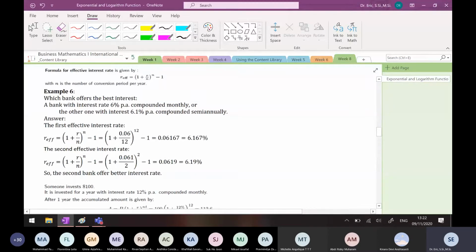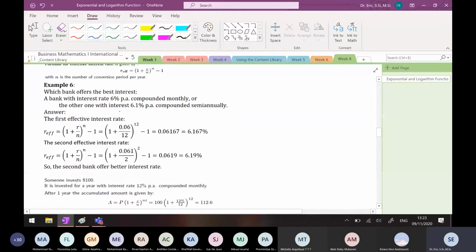Why? Because the second one is compounded semi-annually, so 2 times a year, so divided by 2. Monthly is 12 times a year, so divided by 12. Okay. So I have this to the power of 2 minus 1. So you have 0.0619, so you have 6.19%. So it is better to have a bank which offers interest rate 6.1% PA compounded semi-annually, okay, better than a 6% PA that is compounded monthly.